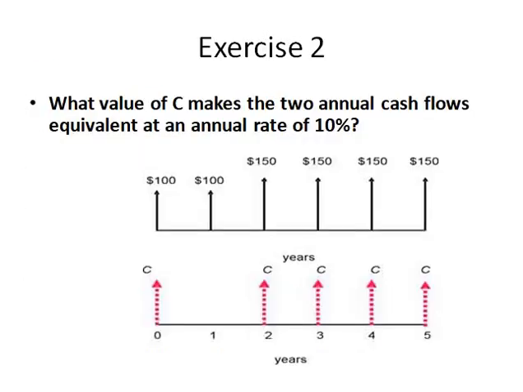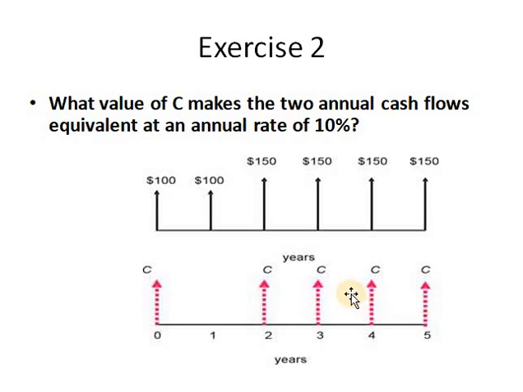Now let's look at exercise number 2. What is the value of C that makes these two annual cash flows equivalent at 10%? So you can again equate at the present or equate at the future in order to get the missing amount of C. With respect to this cash flow diagram, all the amounts are known.